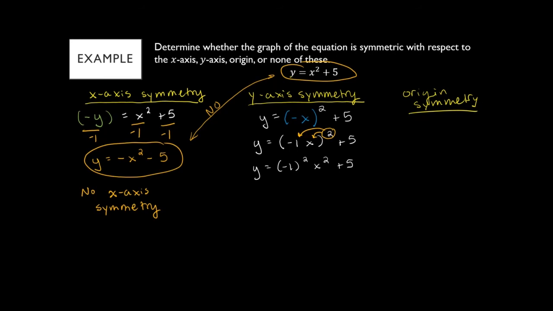And negative 1 squared is equal to 1. So this just gives us y equals x squared plus 5. And then once you've simplified that, you look: is this the same as the equation we started with? So does this match what we have up here? And the answer is yes, those match. So we did some simplifying, and now we got our equation back out. We have the same equation that we initially started with.